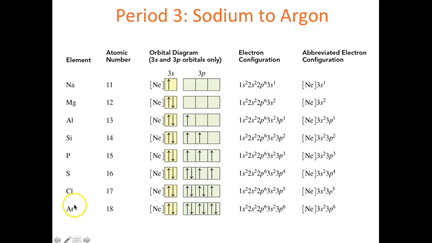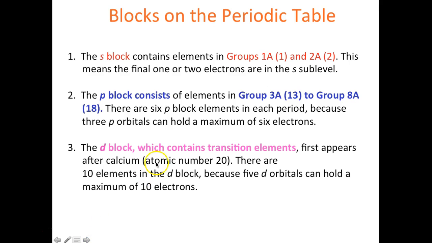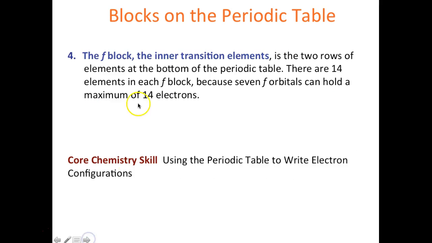From sodium to argon, you can see that the third energy level is getting filled up. n equals 3 is getting filled up by the time you get to argon. So this is the S block, groups 1 and 2. Then transition is the D block, and the P block starts at group 3A to 8A, and then lanthanides and actinides. So S is 1A and 2A. 3A to 8A is the P block. D block is transition. And then the F block is the inner transition, or the lanthanides and actinides.